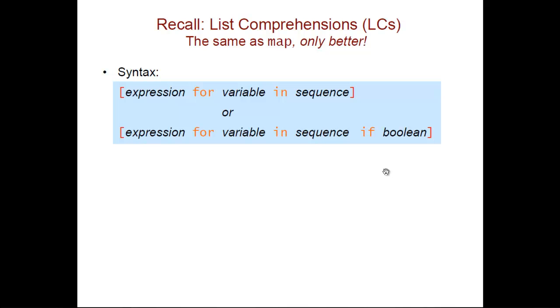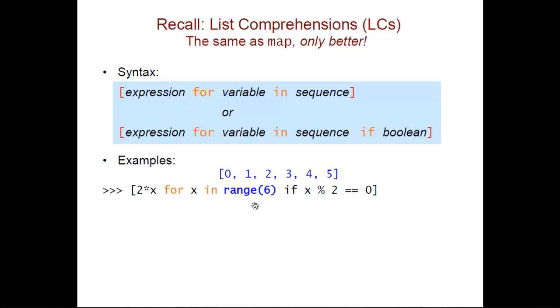Now, it's also possible for your list comprehension to have an additional component at the end, which is an if, followed by a Boolean expression. So for example, we might have something that looks like this. Here again, we're using range. And range in this case is giving us the list of integers from 0 to 5. Now, instead of getting a result for each of those values, we're only going to get a result if the Boolean condition is true for that particular value.